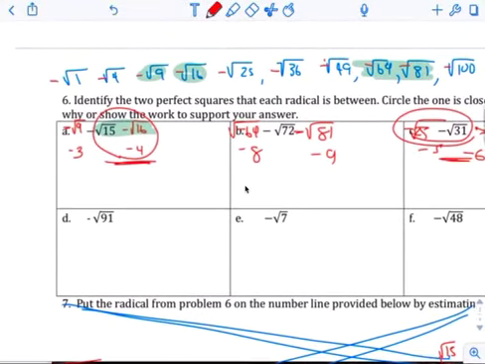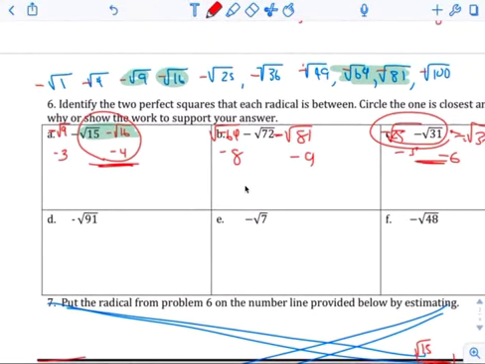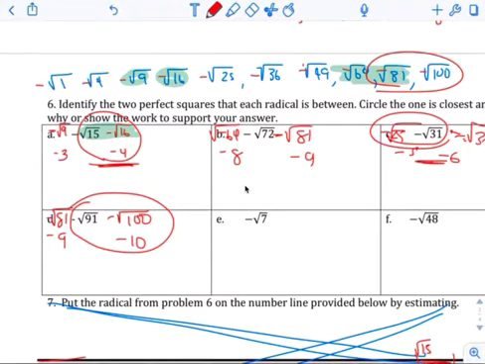Okay. Negative square root of 91 is between negative square root of 81 and negative square root of 100. It's between negative 9 and negative 10. Closer to 10 because it's 9 away instead of 10.